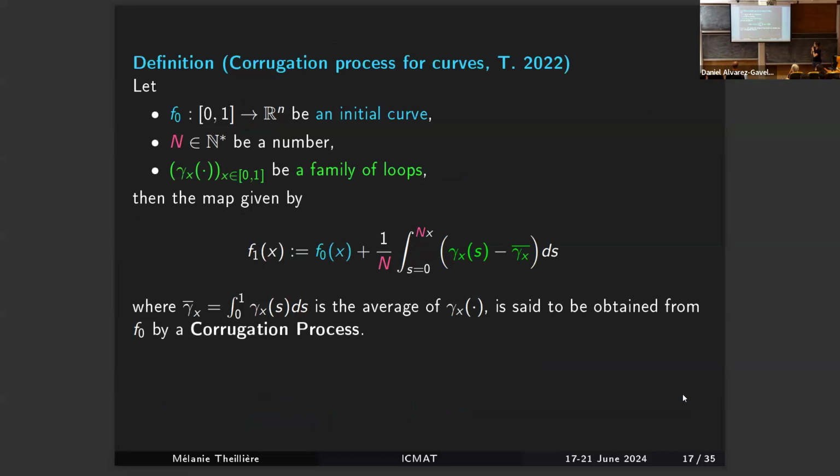And for that, we consider the following formula. For this formula, we need, of course, an initial curve to deform, a number n, which will be, again, the number of corrugations, and a way to encode the deformation. Then the new curve is the previous curve plus this deformation: 1 over n to control the amplitude, and the integral of the loop family gamma minus its average. And we still have the number n, which is the number of corrugations.